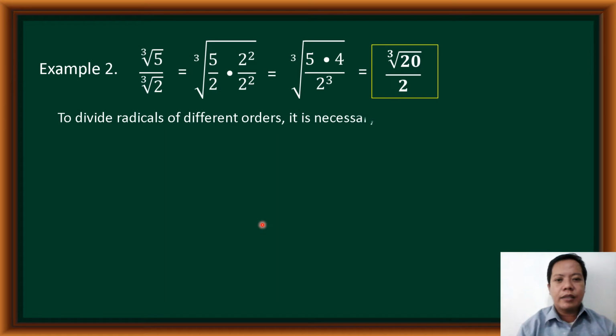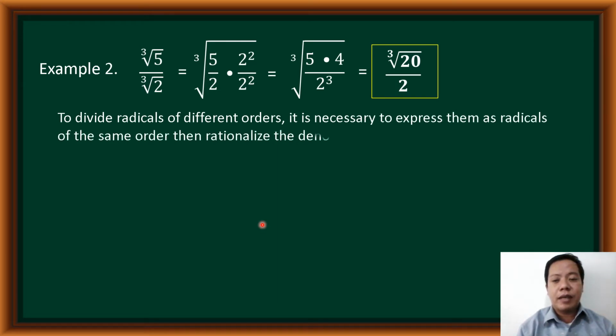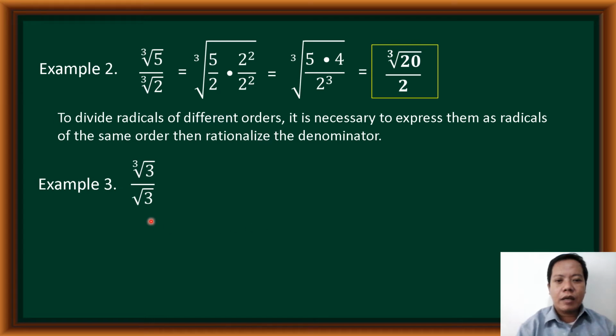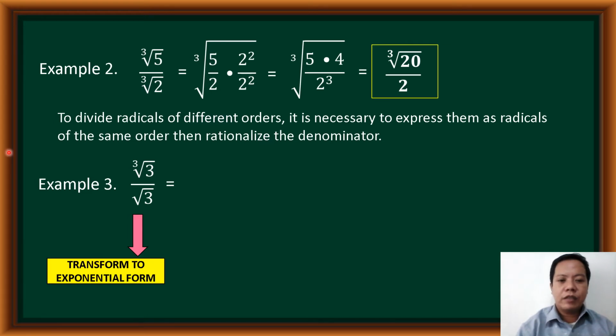Okay, to divide radicals of different orders, it is necessary to express them as radicals of the same order, then rationalize the denominator. Example number 3, our given is a cube root of 3 over square root of 3. So in different orders, we have 3 for the index and then 2 for the index of the denominator. Since the indices are different, what we're going to do is transform to exponential form both the numerator and the denominator. So we have 3 raised to 1/3 over 3 raised to 1/2.